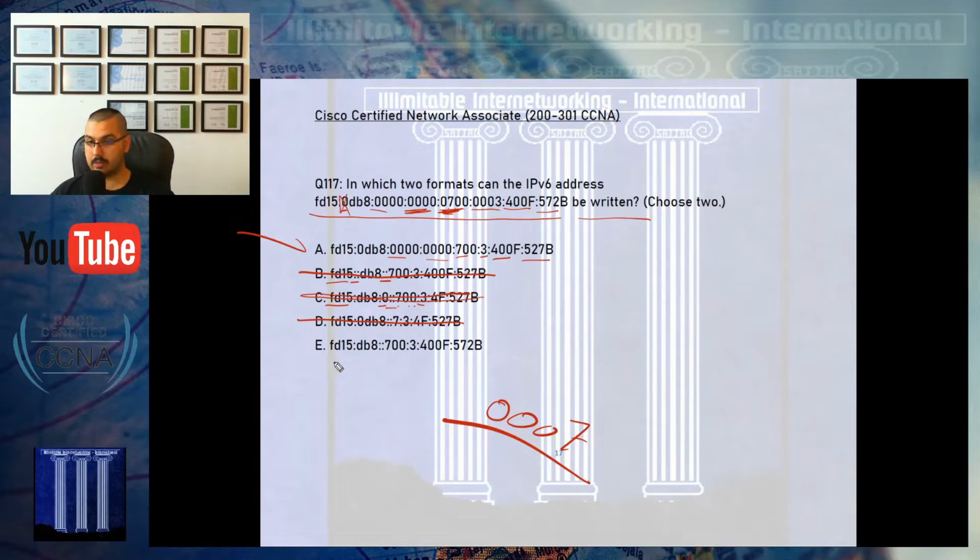One last thing, one last try. FD15:db8 instead of 0db8, the 0 on the left can be removed. A double colon and there suddenly is 7. So the double colon is removing these two. 700 will be a replacement for 0700. I agree. A3 with no zeros because they are on the left. 400F and 572B. Thank you, finally.